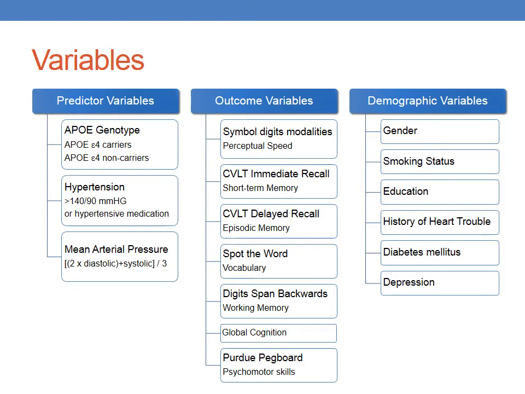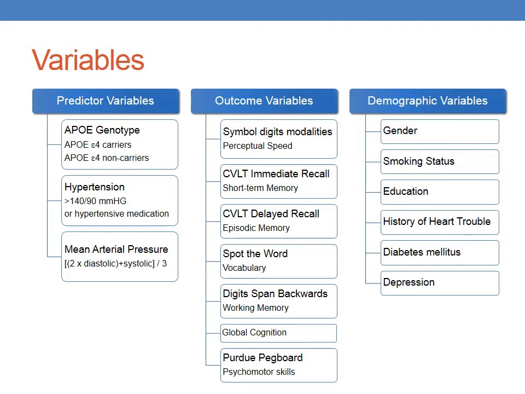So in terms of the variables I'll be looking at, my predictors are going to be ApoE genotypes. This is just E4 carriers versus E4 non-carriers. I'll also, of course, be looking at hypertension. So this is just based off your systolic over diastolic blood pressure, or if you're taking hypertensive medication. And then just a continuous measure of mean arterial blood pressure, which is the mean arterial pressure variable.